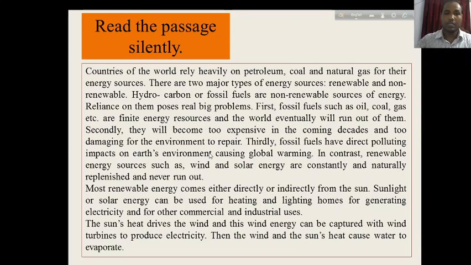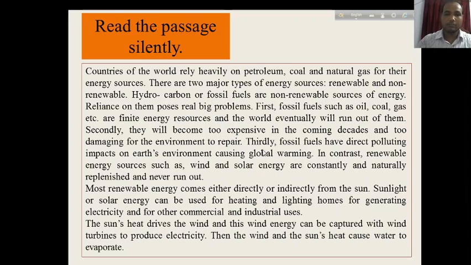Second problem, they will become too expensive in the coming decades and too damaging for the environment to repair. It will become very tough for man to repair it, and its prices will be high. Third problem, fossil fuels have direct polluting impacts on the Earth's environment, causing global warming. That means fossil fuels are directly polluting our environment, and they also cause global warming.